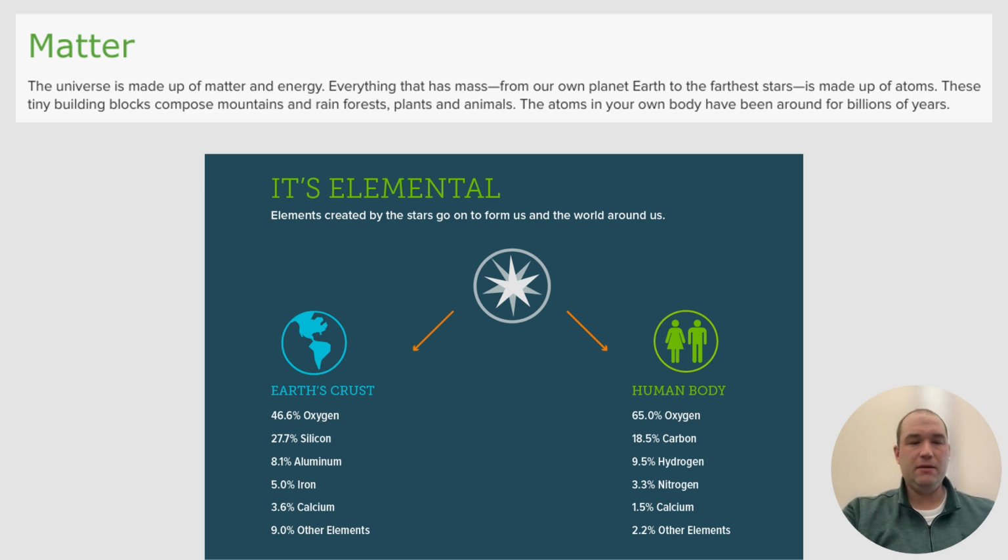Now, these tiny building blocks compose mountains and rainforests, plants and animals. So the atoms in your own body have been around for billions of years, and most likely were produced in these ancient stars.